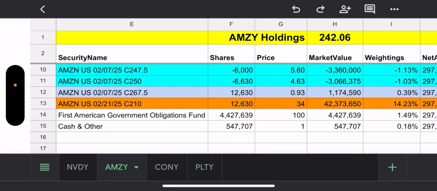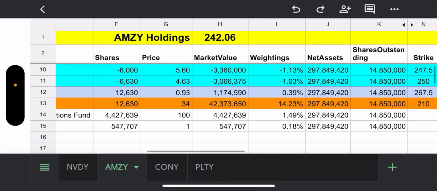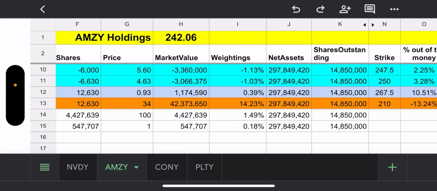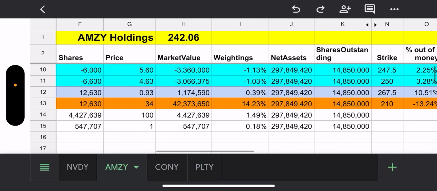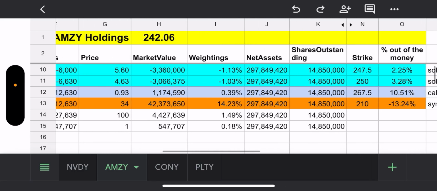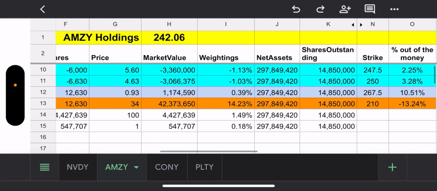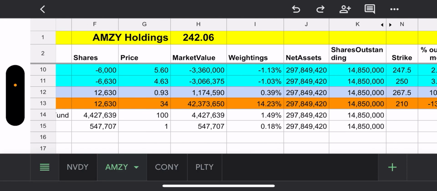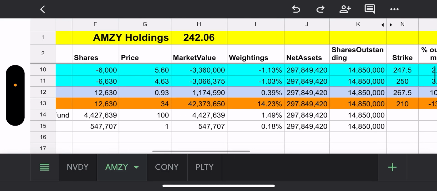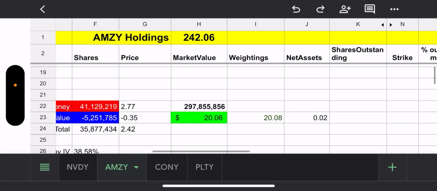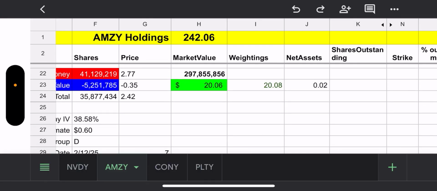All right. What do we got? We got 6,000 contracts, 247.50 strike price, 2.25% out of the money. That's a tight one. 6,630 contracts, 250 strike price, 3.28% out of the money. All right. That's tight. Again, we got a credit spread. Yeah, it's earnings. Let's not judge them. Okay, that's good. We're in a good spot here. Total net assets, 297 mil. The NAV is 2060. Trade price is 2008.